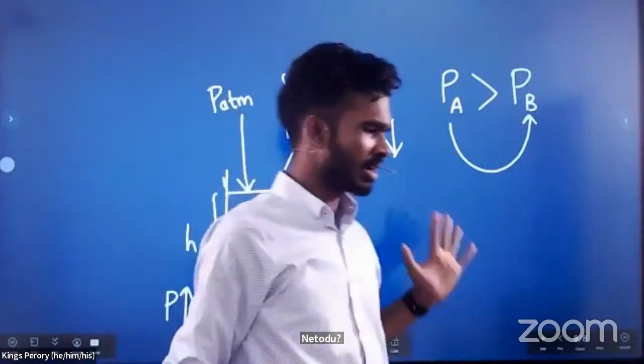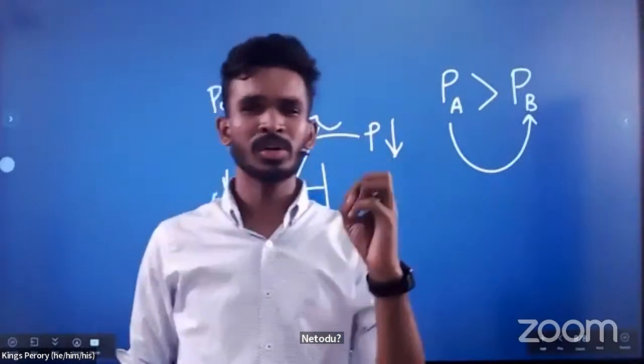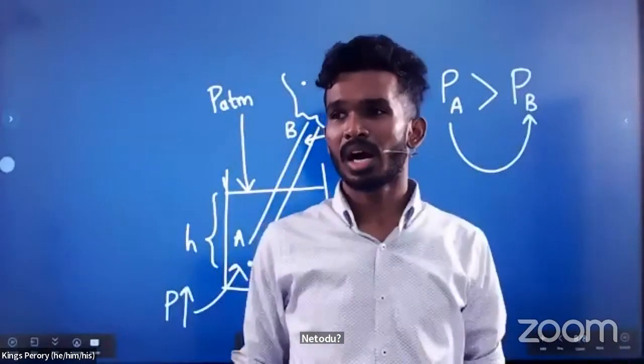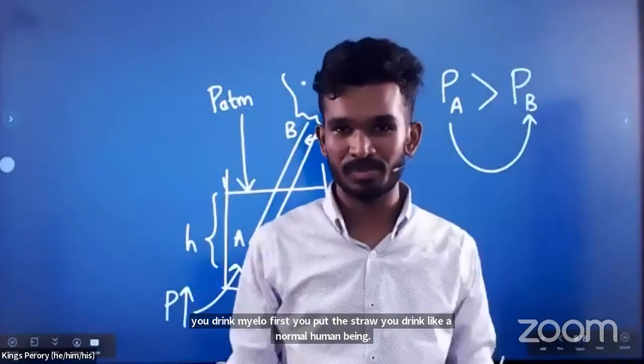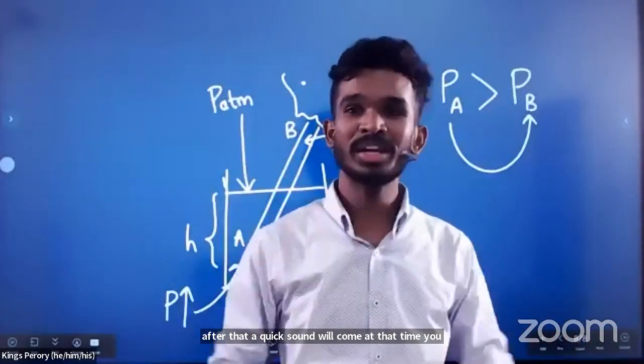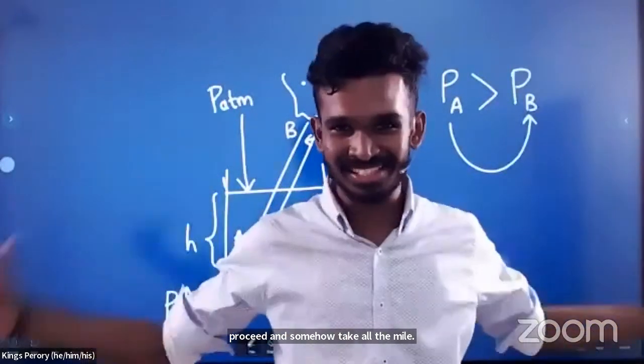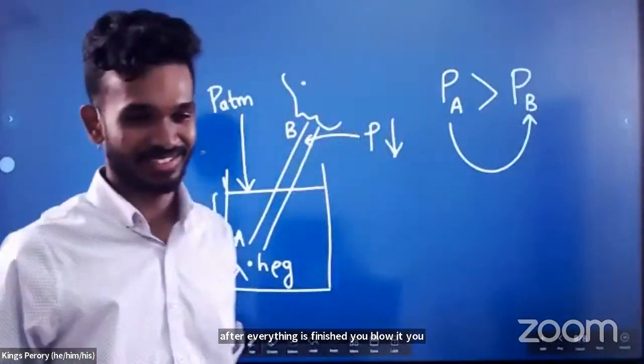Right. When you drink Milo, first you put the straw in, you drink like a normal human being. After that, a crick crick sound will come. At that time, you press it and somehow take all the Milo. After everything is finished, you blow it, you jump and you blast it. That's how you finish off a Milo pack.